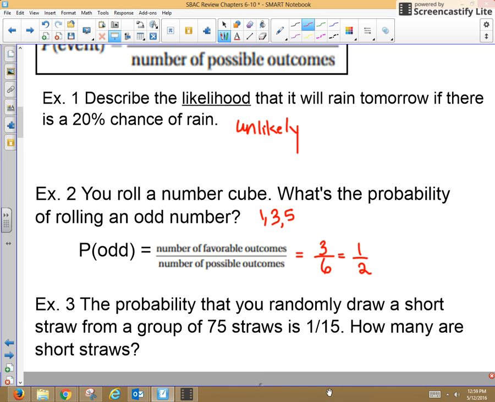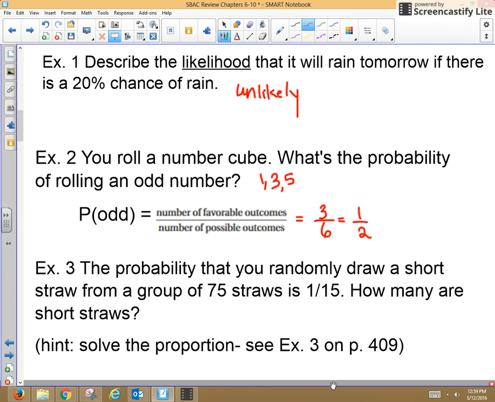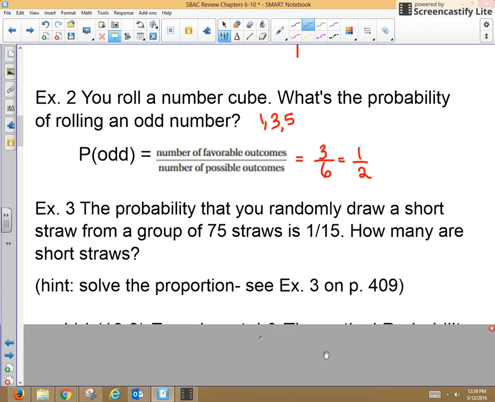Now example 3. The probability that you randomly draw a short straw from a group of 75 straws is 1/15. 1 is the favorable outcomes over 15, which is the total number of outcomes. How many are short straws? So here, there's a hint, and it's to solve a proportion. And if you look on page 409, there's a great example, which is example 3, which is using a probability to solve a proportion. So let's work this out together.